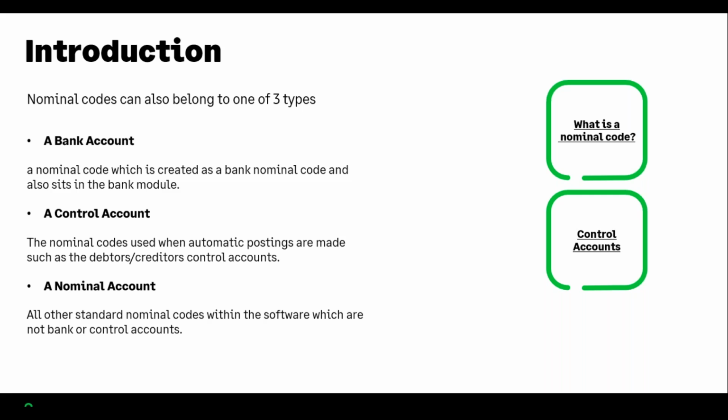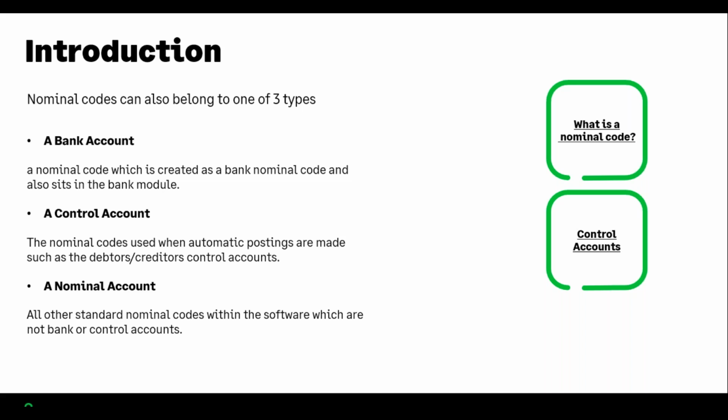Finally, the third type is a nominal account. So all standard nominal codes within the software, which aren't bank or control accounts, are by default just a nominal account. Again, with these three, there are differences in how you create them correctly. I'm going to be going through that in the demonstration. And if you want to follow along, you can, because I'm going to be using demonstration data, which is the company built into the software, and you can click along with me at the same time.